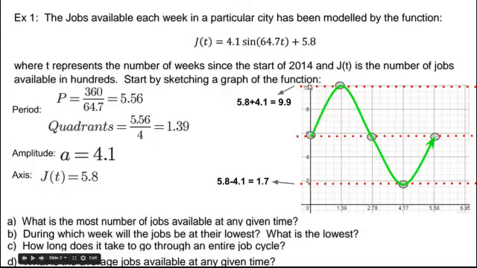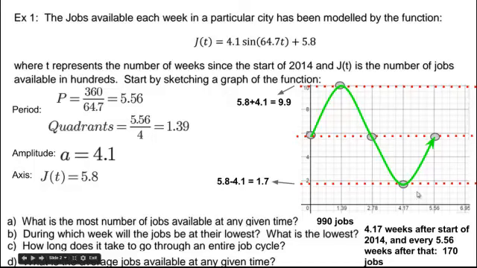Most jobs available at a given time, you can see, is 990 jobs. Just go back to what J represents. It's the jobs available in hundreds. Which week will jobs be at their lowest? At week 4.17. So 4.17, somewhere in February, and every 5.56 weeks after that. And the lowest is 170 jobs. How long does it take? 5.56, so about a month and a half to go through a job cycle. And the average jobs available is right in the middle at 5.8. Okay.